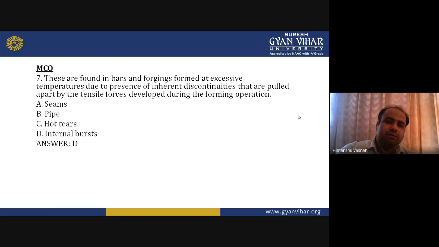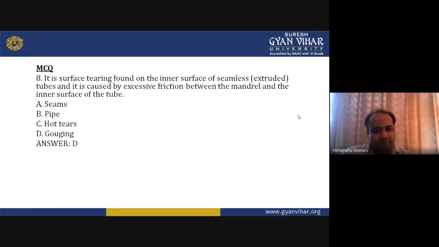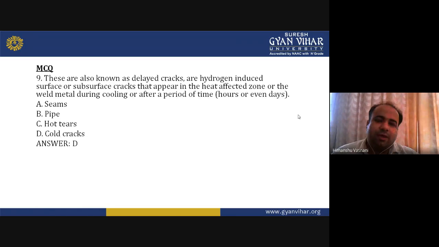Remember? That is a surface tearing found on the inner surface of seamless extruded tubes. Remember, the same I taught you. And it is caused by excessive friction between the mandrel and the inner surface of the tube. Gouging. I showed the diagram also. Some vacant space. It has happened due to the friction between the mandrel and the inner surface of the tube.